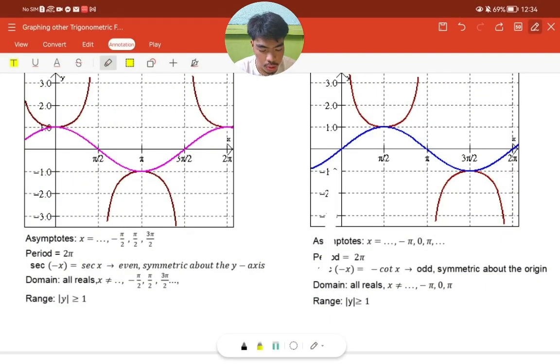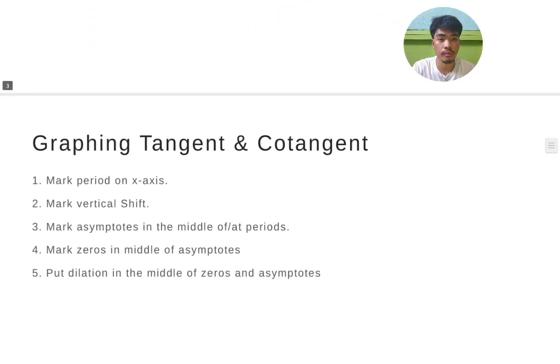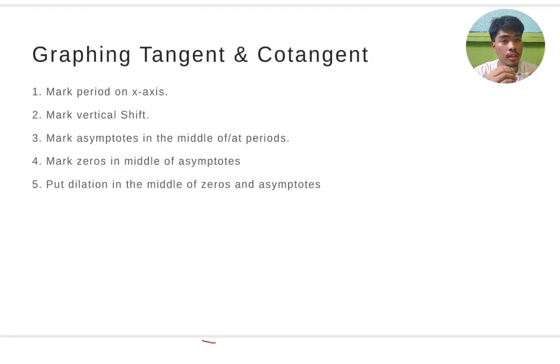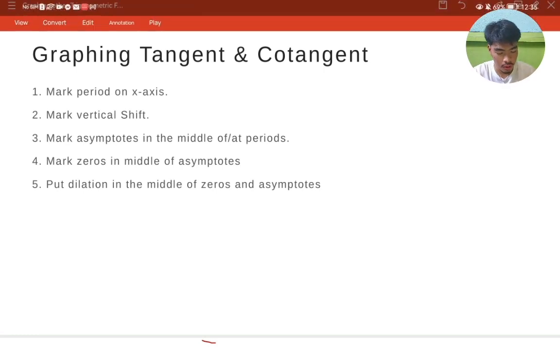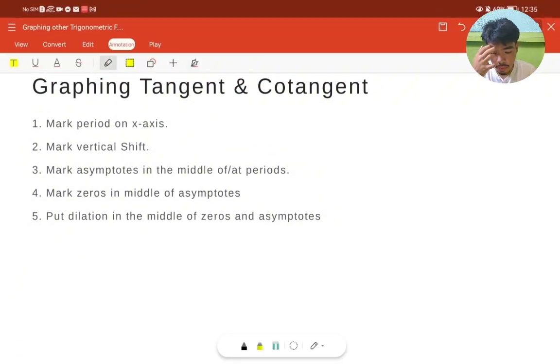Now, how do we graph? To the graphing, how to graph tangent and cotangent. This is very commonly asked by students. So, we need to sketch a transformed tangent or cotangent graph on an empty axis. Use this 5-step checklist to keep things perfectly aligned. First, we mark the period on the x-axis.